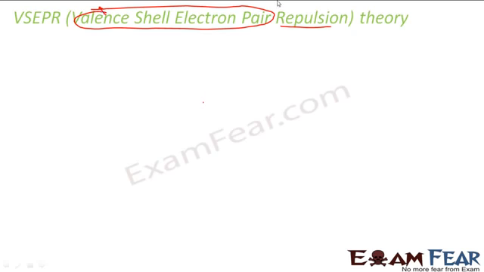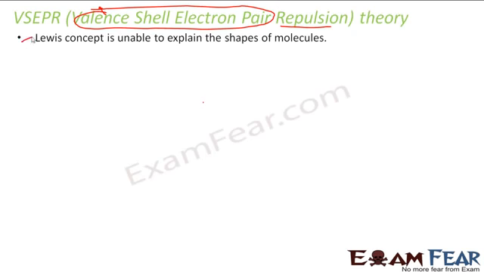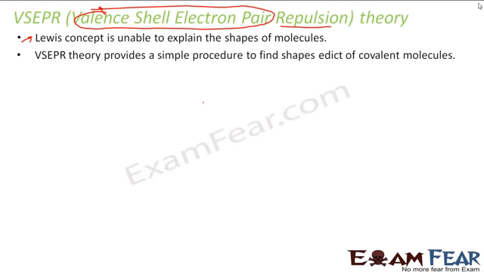The reason why we study this theory is because till now we have studied the Lewis concept, and with Lewis we are not able to find the exact shape of a molecule, right? Because Lewis doesn't help us find the exact shape of a molecule. So this theory was proposed to provide shapes of covalent molecules. Please note, this is only for covalent molecules, right? These two terms are a little critical. This theory is for the shapes of covalent molecules.